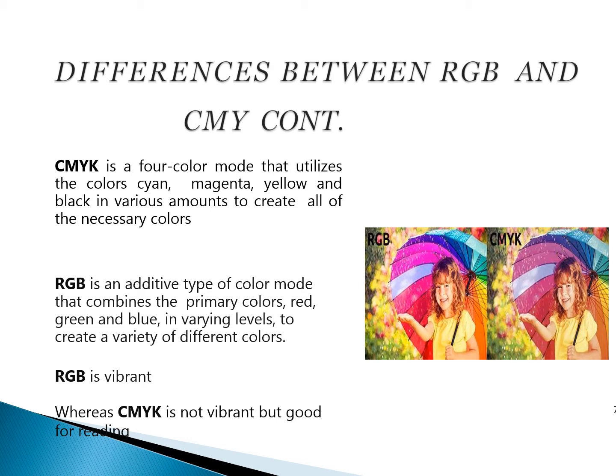In this model, we are going to combine the primary colors, red, green and blue, at various levels, and then we are going to get different colors. As seen in the picture, the RGB is more vibrant than the CMYK, whereas the CMYK is very subtle and very pleasing to the eyes. For reading, you can go for CMYK. But for picture representation, if you want it to be more vibrant, then we can go for the RGB color model.